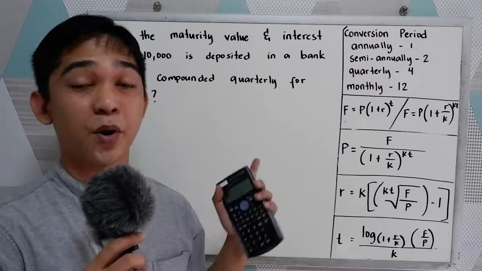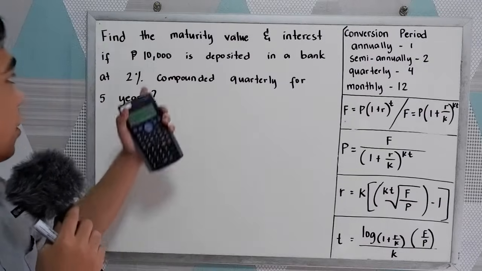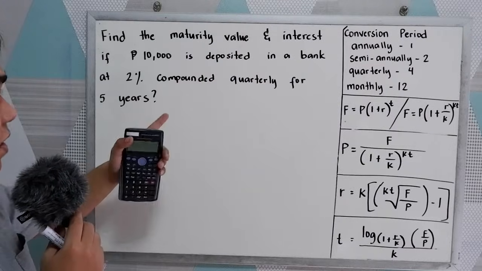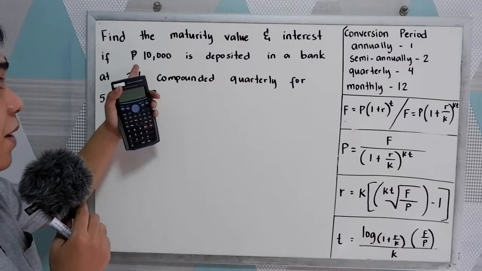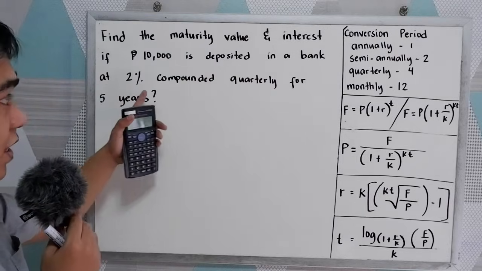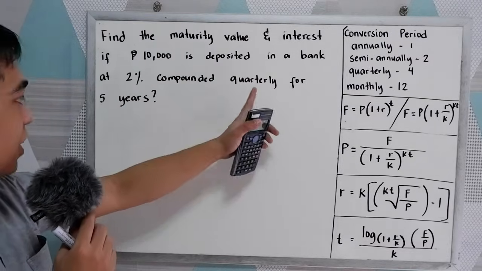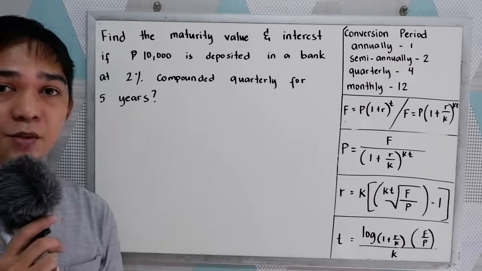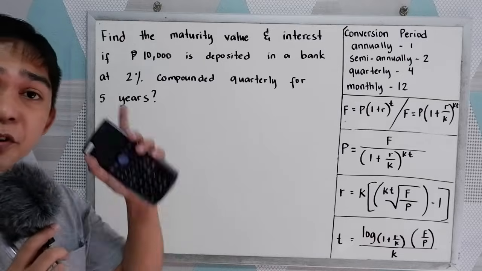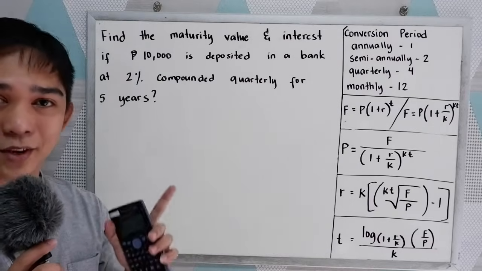Now let's solve this problem. Find the maturity value and the interest if 10,000 pesos is deposited in a bank at 2% compounded quarterly for 5 years. To solve our problem, let us first determine the given.